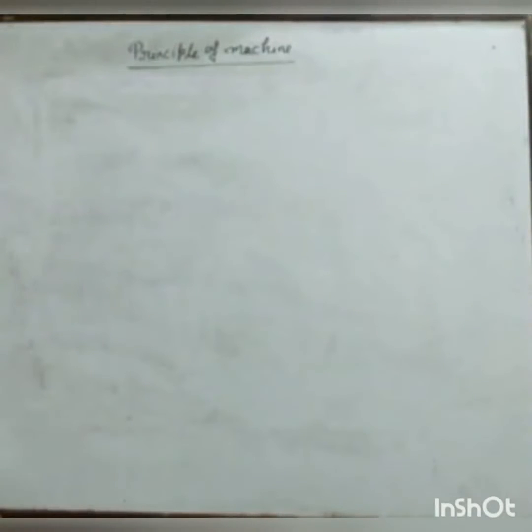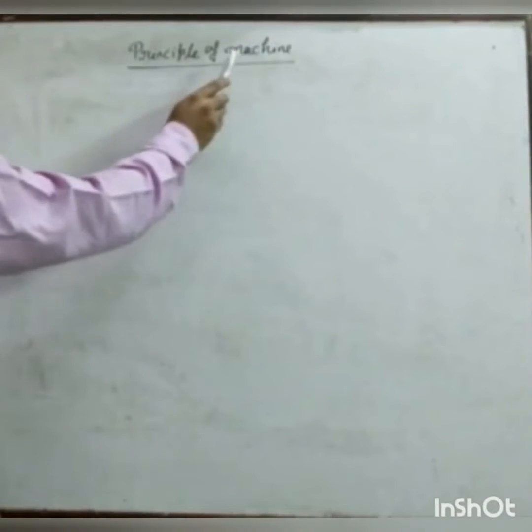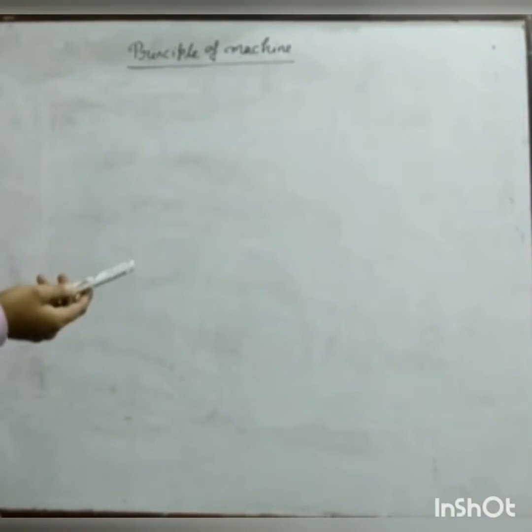Welcome students. Now the second part of the machine. Today we study the principle of machine, the relationship between the efficiency, MA and VR, and the levers. Okay. Now we start the principle of machine. What is the principle of machine?